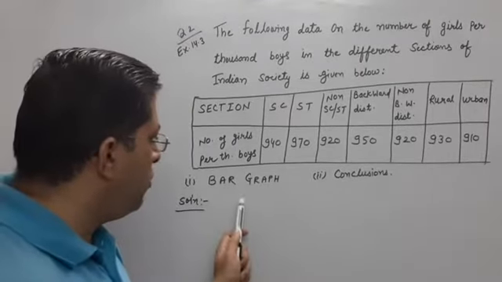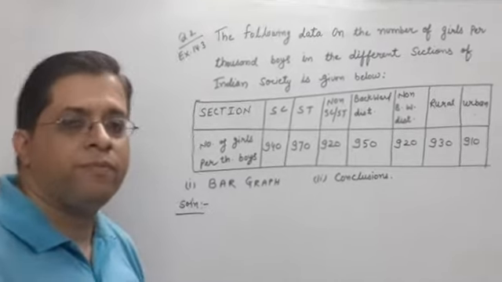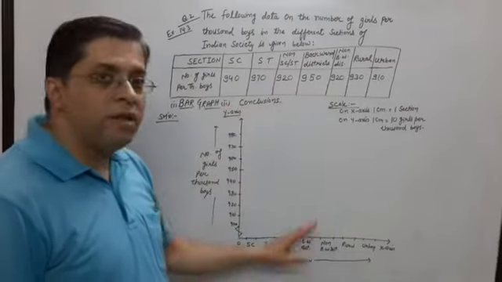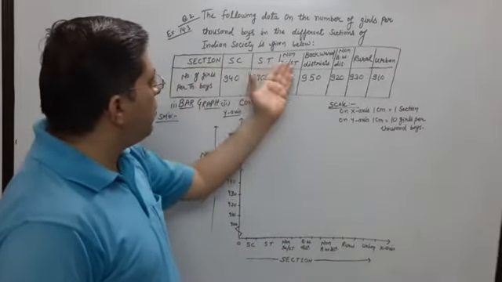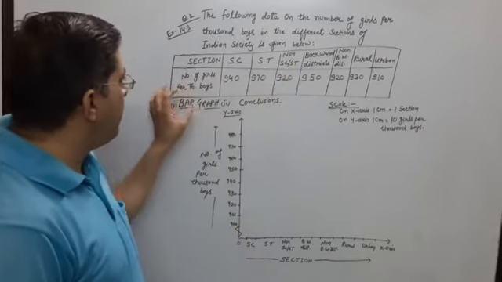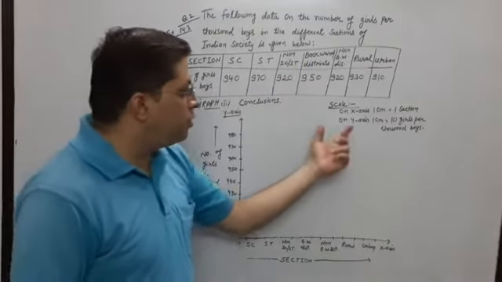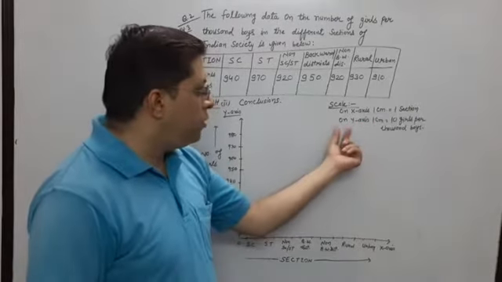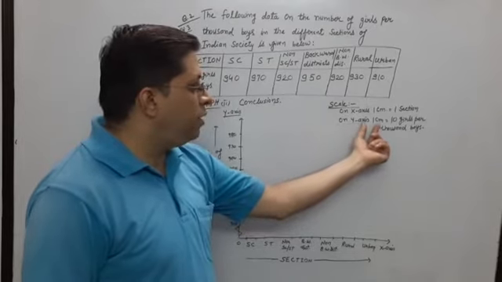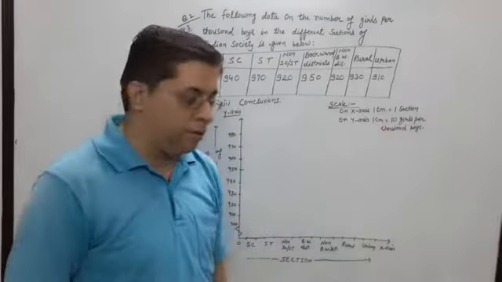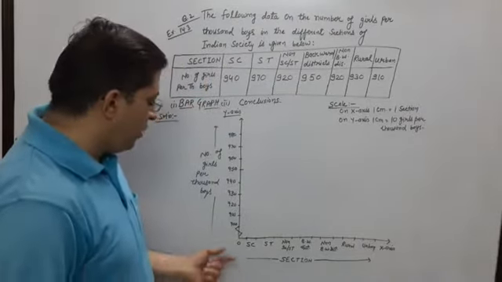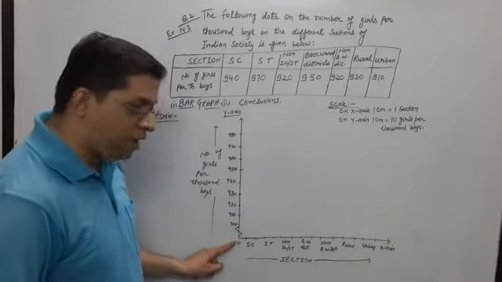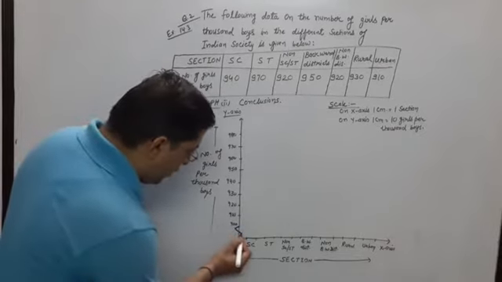Now come to the solution part. According to the data, I am taking one scale. On the x-axis I am taking sections and on the y-axis I am taking number of girls per 1,000. On the x-axis 1 centimeter equals 1 section and on the y-axis 1 centimeter equals 10 girls per 1,000. Now see here, I am making one kink. This is called a kink, a zigzag sign.